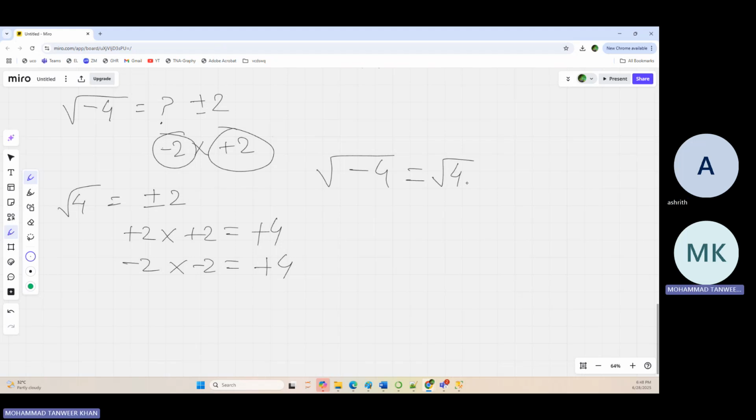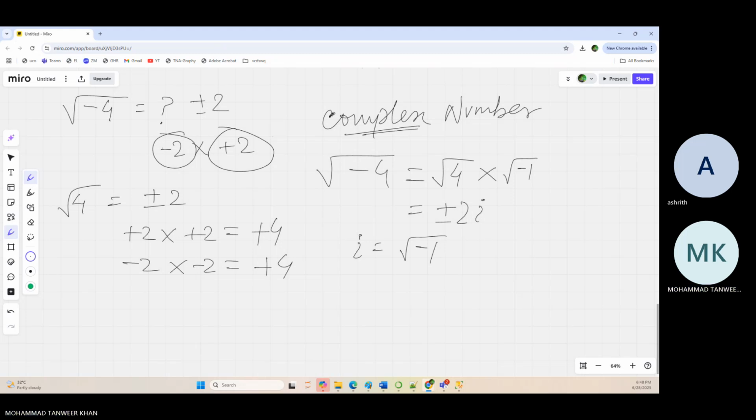We'll write this question like this: root 4 into root of minus 1. Root 4 will be plus minus 2. Root of minus 1 is assumed as i, so i equals root of minus 1. Whenever you have a negative in a root, it is known as a complex number. You will study this. Okay, sir. Why is it known as a complex number? Because you cannot find the answer for it. Is that clear? Yes, sir. Are you sure you understood? Yes, sir. Understood, sir.